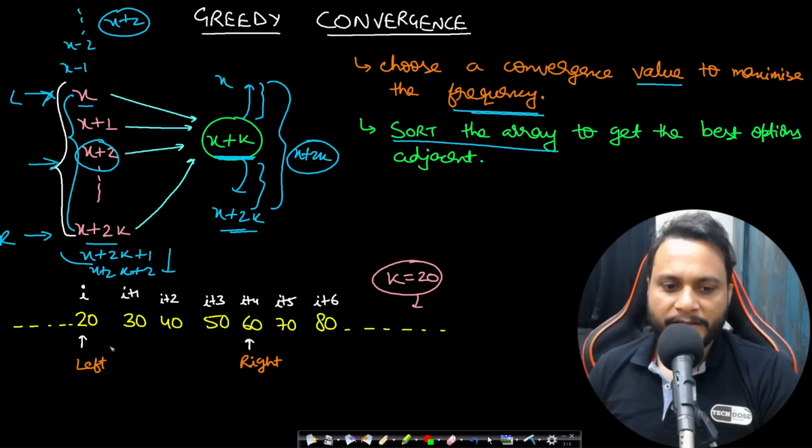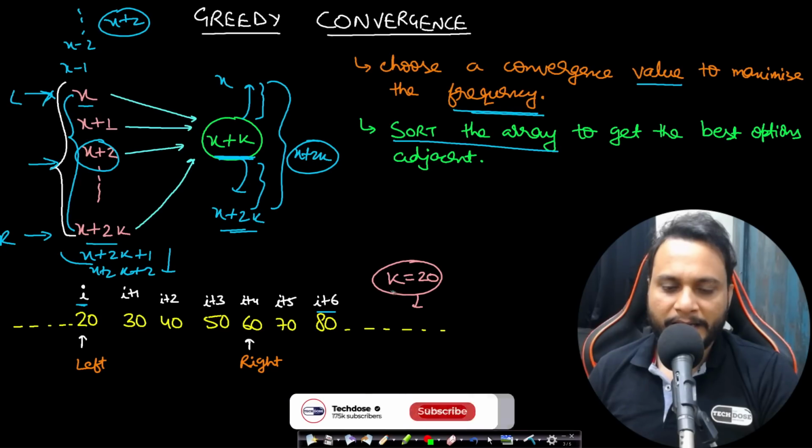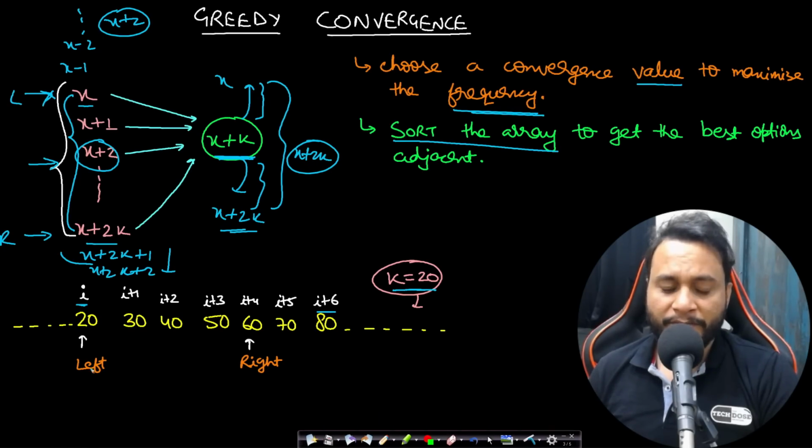Now let's take another example where all the items are sorted. So I have a certain set of items, but I have just taken a snapshot of the long array from index I to index I plus 6. And let's say my k value is equal to 20. So in this case, what will be the maximum coverage? Where should I put the left and the right pointer so that I can cover the maximum elements, so that all of those elements get converted to the same value?